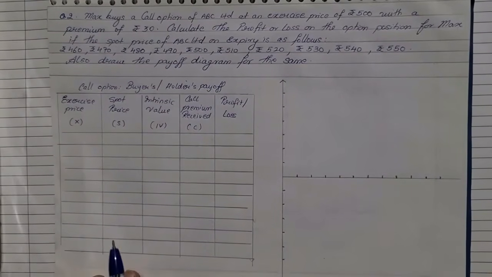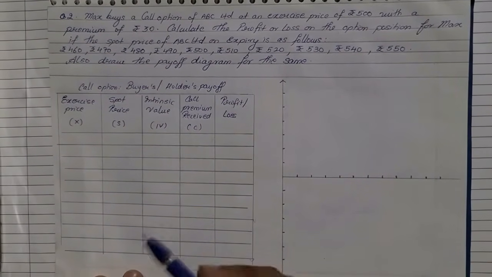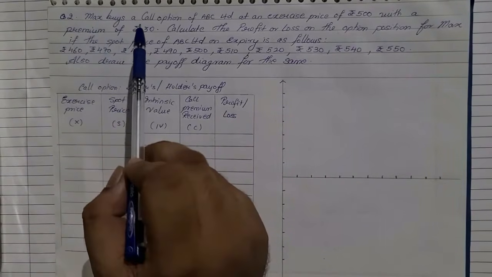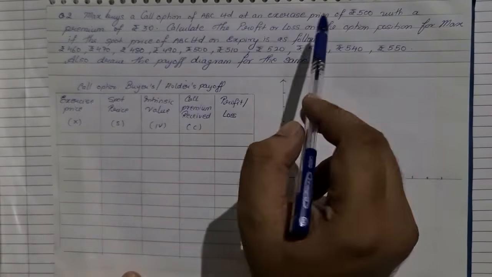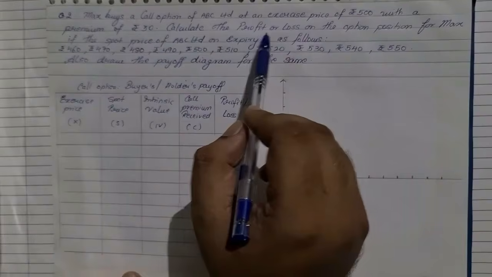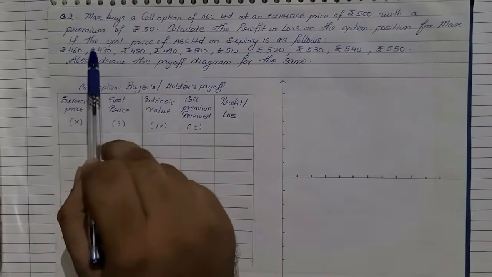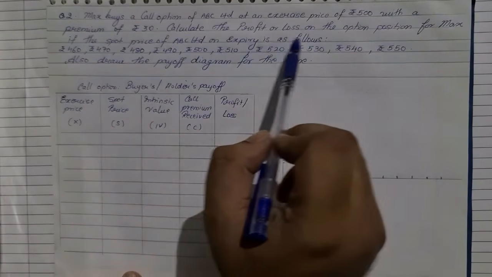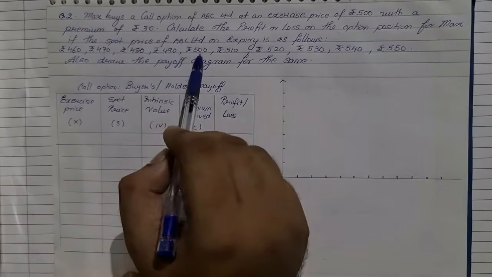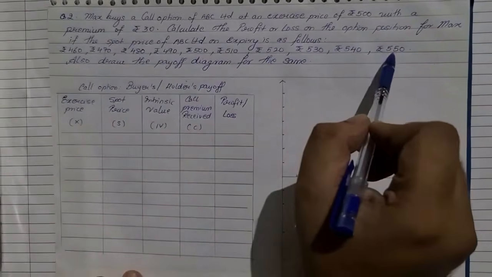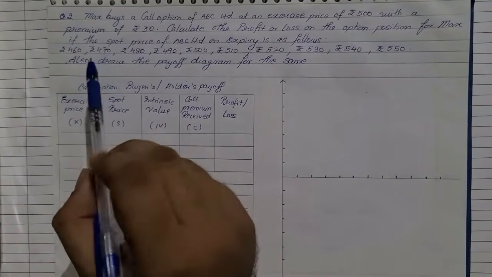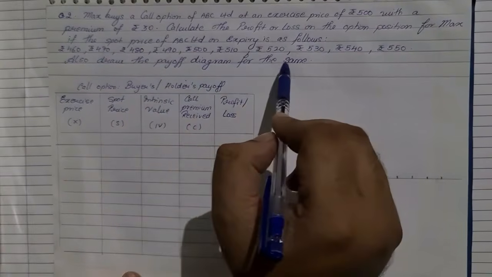Now to understand the call option, buyers, holders payoff, we'll take another example. I'll just read out the question once. It's given that Max buys a call option of ABC Limited at an exercise price of 500 with a premium of rupees 30. Calculate the profit or loss on the option position for Max if the spot price of ABC on expiry is as follows. Then they are giving you different spot prices: 460, 470, 480, 490, 500, 510, 520, 530, 540 and 550. So there are 10 spot prices given to us, and thereafter they have told us to draw the payoff diagram for the same.